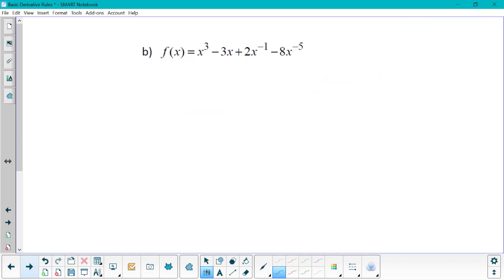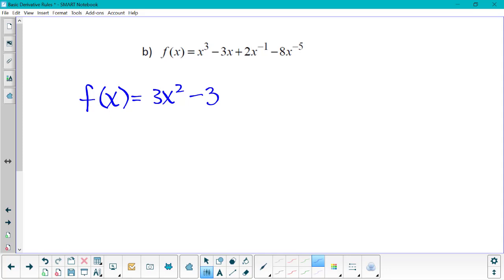All right. So now let's throw in what happens when we have some negative exponents, fractional exponents, and whatnot. Once again, even though this is not a polynomial because it has some negative exponents, it's still a sum or difference of terms. So I just find the derivative of each term. The derivative of x cubed would be 3x squared. The derivative of negative 3x, x to the first power, so it's linear, is just the coefficient, or the slope of that line.